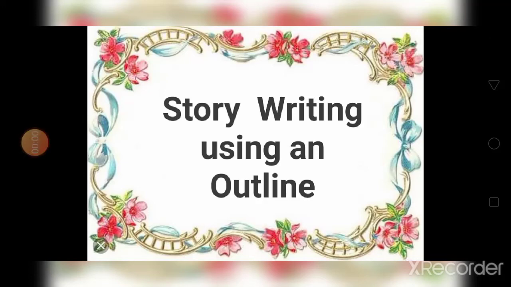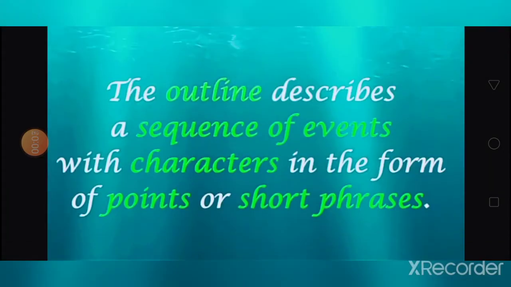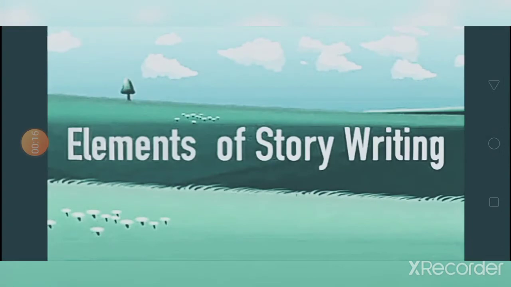Hello students, today's topic is story writing using an outline. So let's start. The outline describes a sequence of events with characters in the form of points or short phrases. First of all, we'll see elements of story writing.